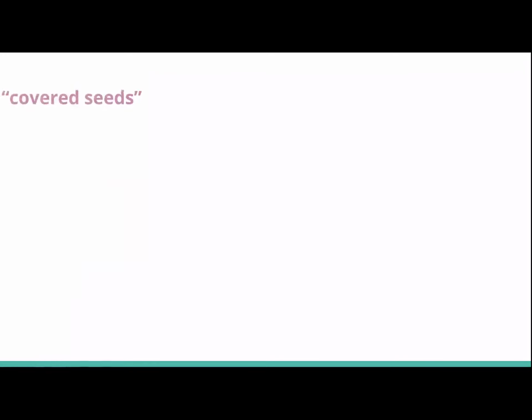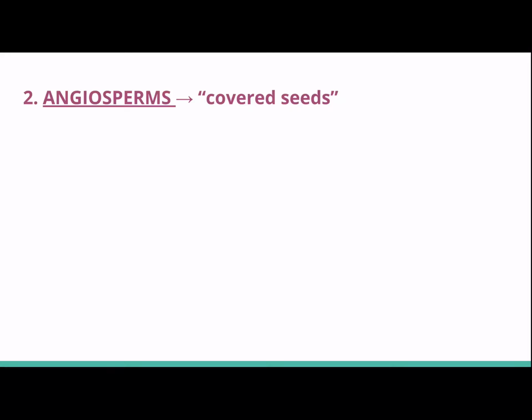The second type of seeded vascular plant is the angiosperms. And angiosperms is a word that means covered seeds. Okay, for the gymnosperms, they're cones. Those seeds are open. All right, here in the angiosperms, these are covered seeds. Okay? Angiosperms are the flowering plants. Any plant that produces flowers is considered to be an angiosperm.